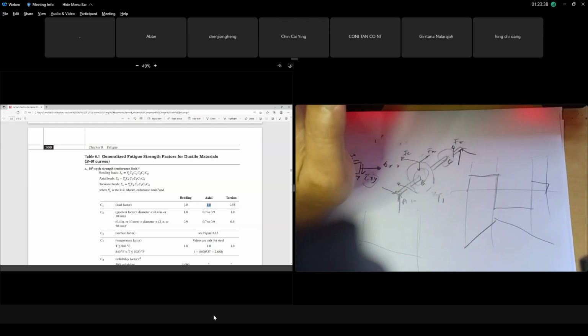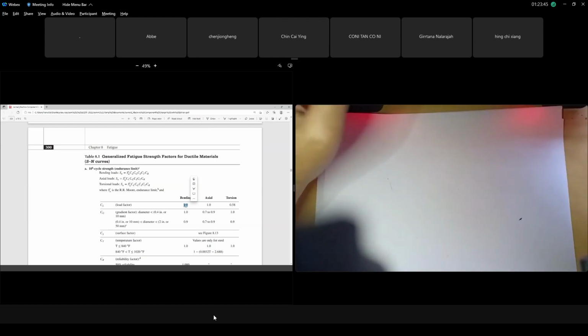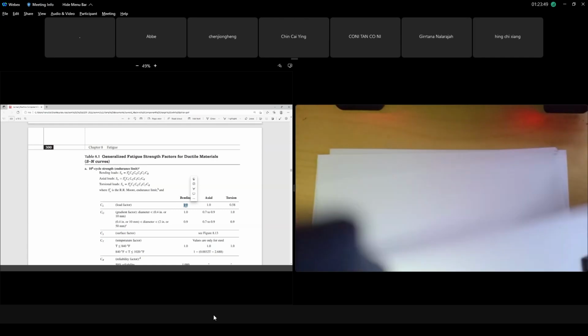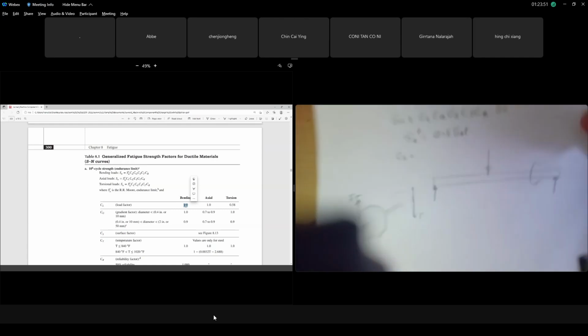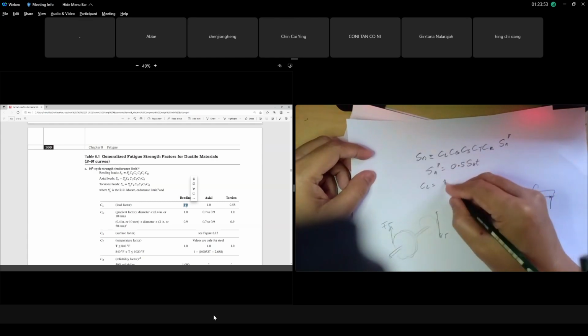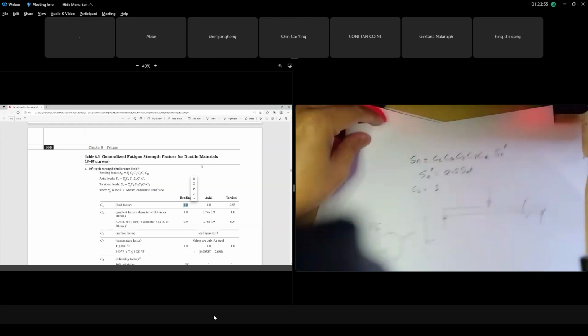But normally the case for a shaft, like power transmission, hello class, are you listening? Bending, 1. Okay, bending, 1. So your CL is 1. Okay, your CL is 1. Okay, what about CG?